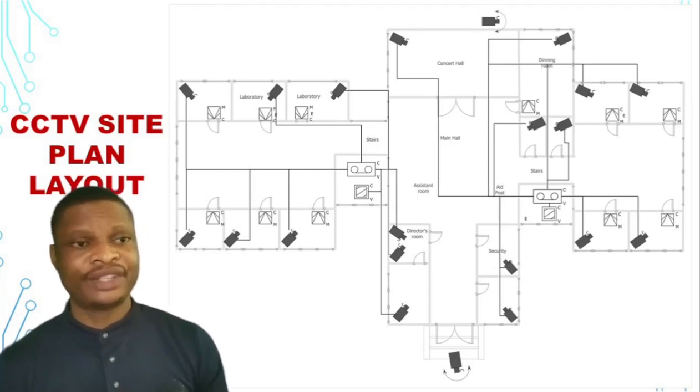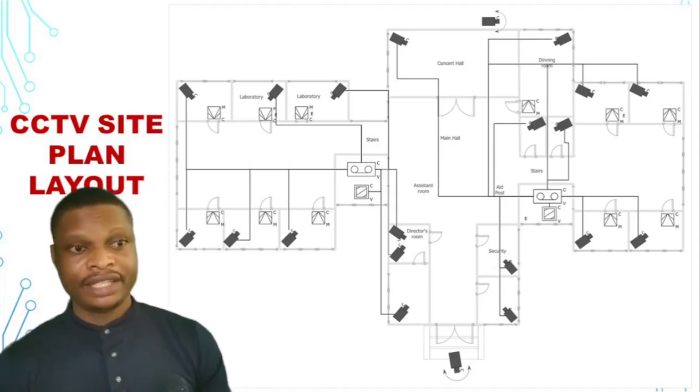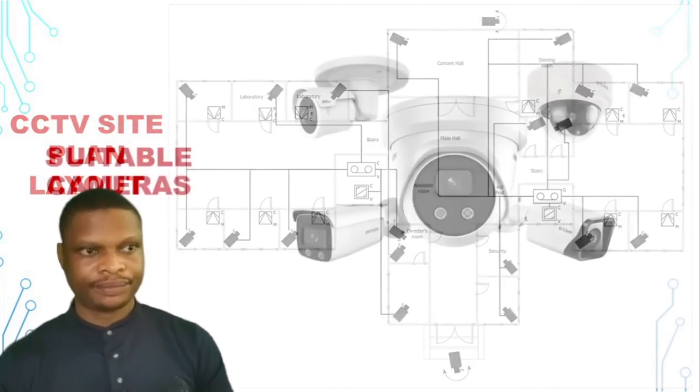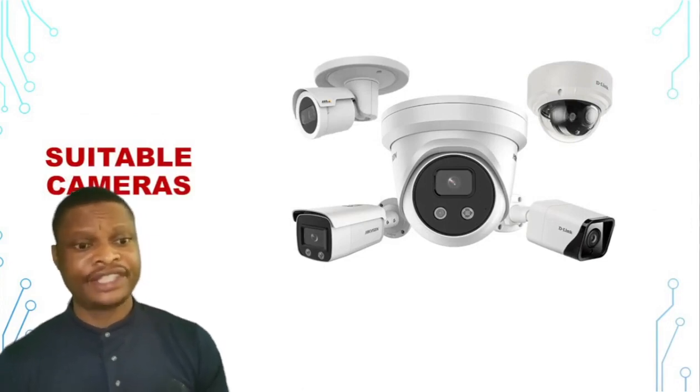Then there are some softwares you can use to make your CCTV plan. You draw it professionally like the one you're seeing on the screen. But if you cannot get any of them, you can do a pen draft. You can draft it on a sheet of paper. Just have a plan. Having this will give you a good head start on what you want to install, where you want to install the cables and the number of cameras. The next thing we'll be talking about is cameras. We're talking about suitable cameras for your CCTV.